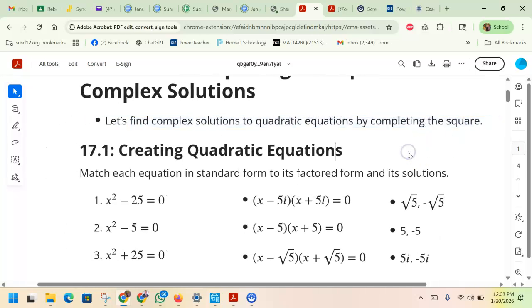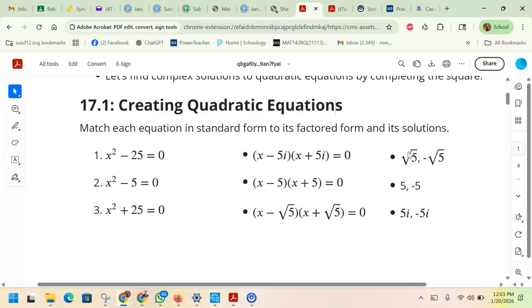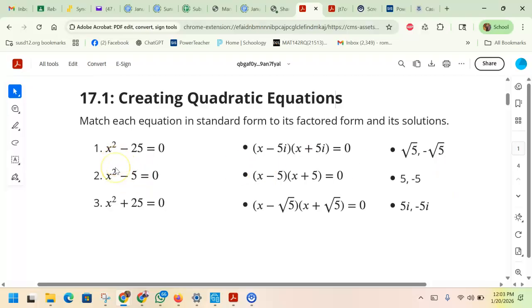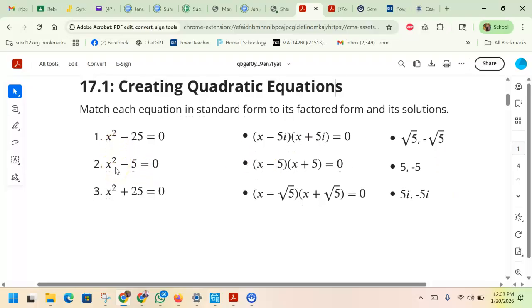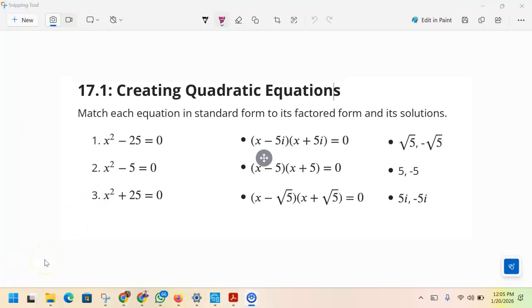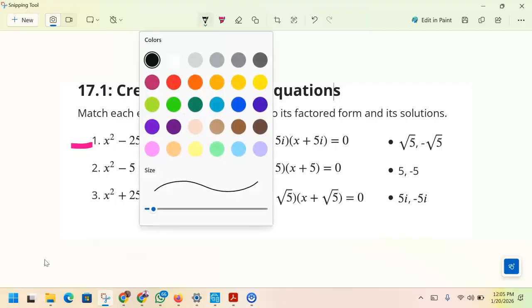Okay, let's see. The first one is 17.1. All you're supposed to do is match the first column, the second column, and the third column. So what we will do is we'll do one at a time. Okay, let's do the first one. And I like to copy this question right on top.